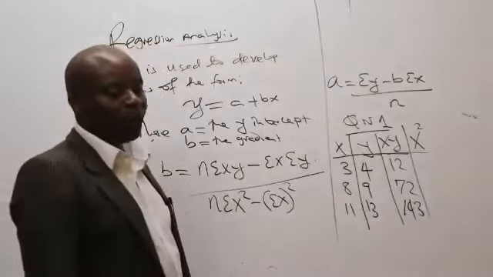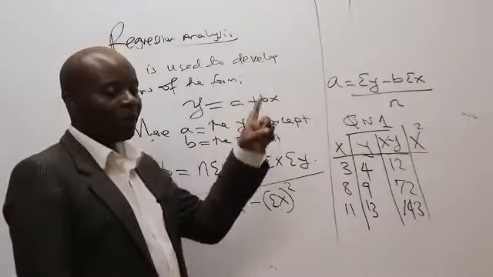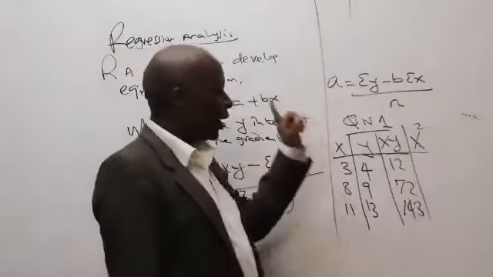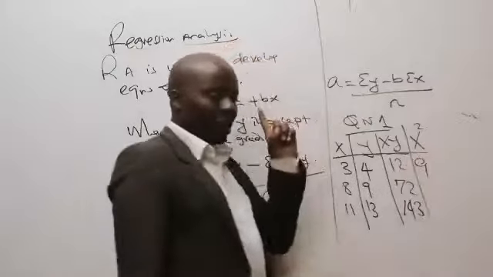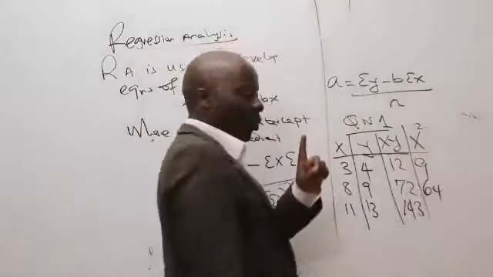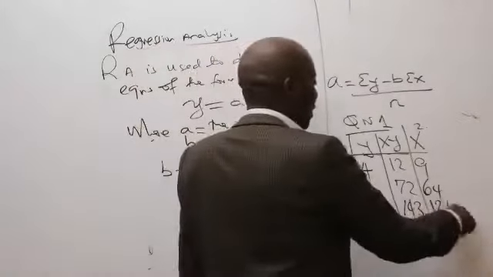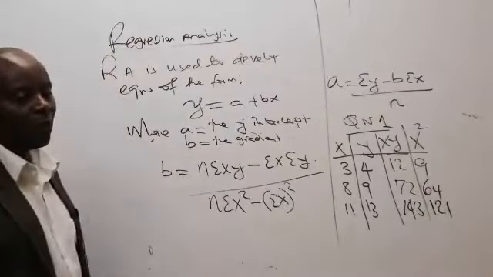So we now swing to the last column, which is the column of squaring x. X times x. So we have 3 squared, which gives us 9. Then we have 8 squared, which gives us 64. Then lastly we have 11 squared, which will be giving us 121.